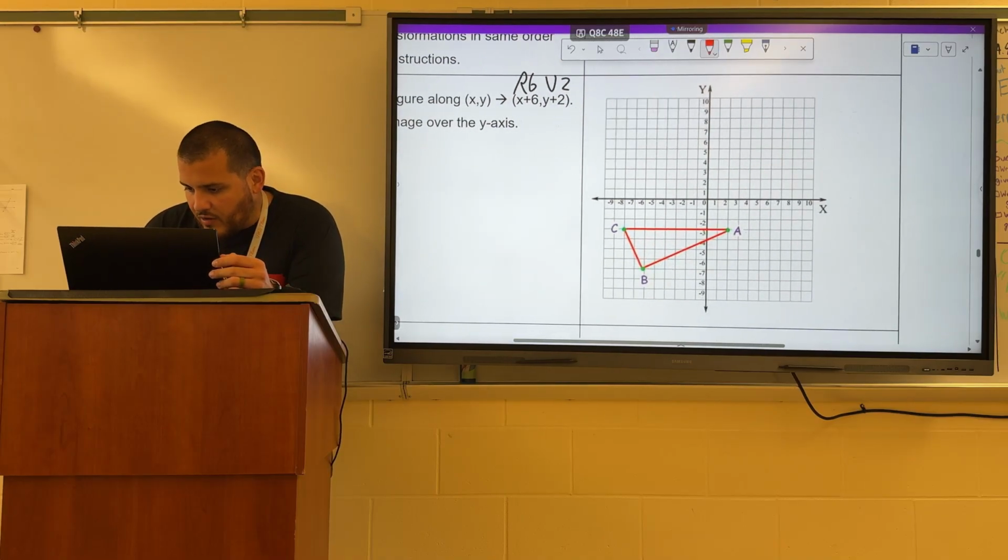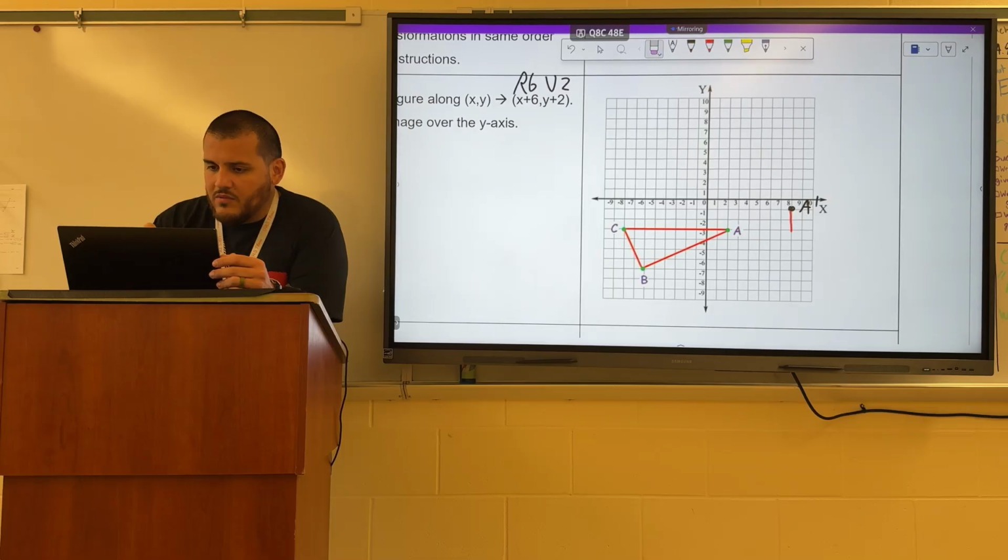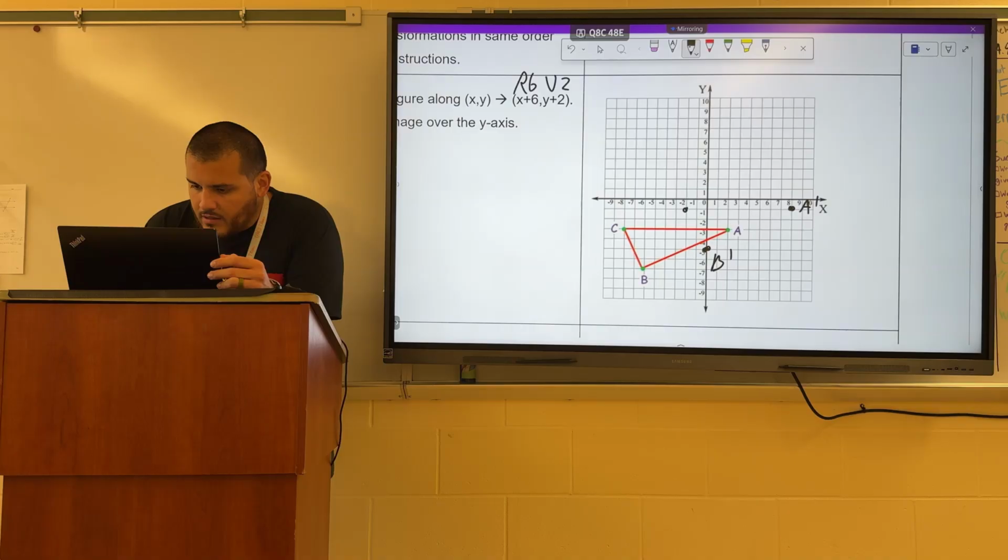Starting with point A, if I go right 6 and then up 2, that would give me A prime at positive 8, negative 1. If I do the same thing with my point B, going to the right 6 and then up 2 will give me 0, negative 5 for point B. That'd be B prime, I should say. And then same thing with point C, to the right 6 and then up 2 would get me to negative 2, negative 1. That would be my point C prime, and there is my first image after my translation.